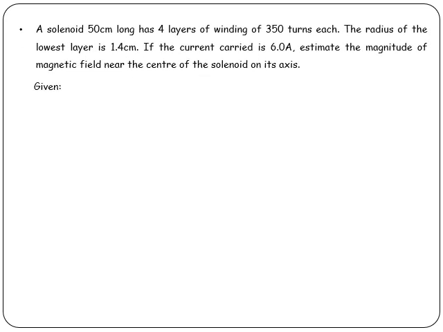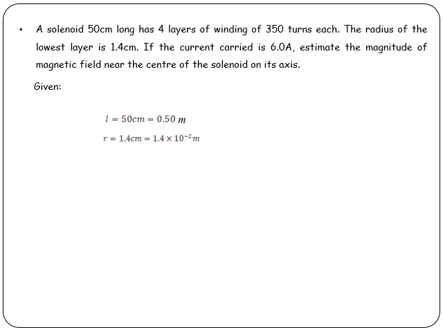A solenoid 50 centimeter long has 4 layers of windings of 350 turns each. The radius of lowest layer is 1.4 centimeter. If the current carried is 6 ampere, estimate the magnitude of magnetic field near the center of its solenoid along its axis. So you have length is 50 centimeter, that is 0.5 meter.